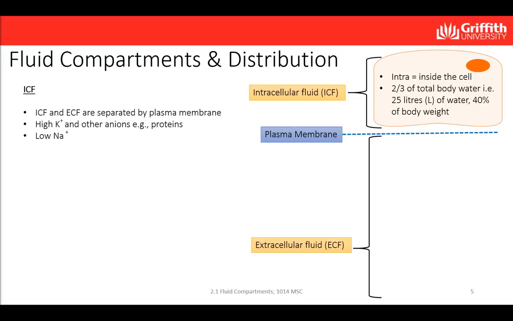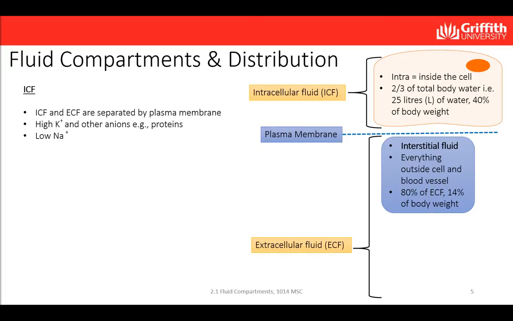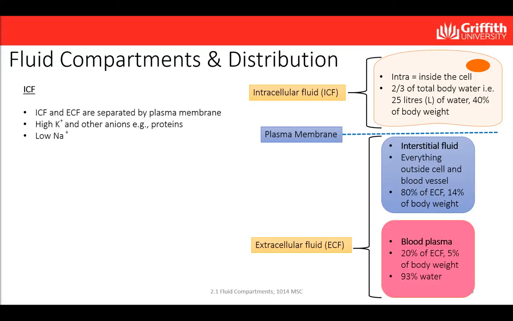The extracellular fluid compartment is subdivided into two different compartments. The interstitial fluid contains all the water between cells and the blood vessels. Interstitial fluid makes up 80% of the extracellular fluid compartment and up to 14% of our total body weight. Blood plasma makes up 20% of the extracellular fluid and accounts for 5% of our body weight. Water is the main component of blood plasma, and roughly 93% of our blood plasma is water.